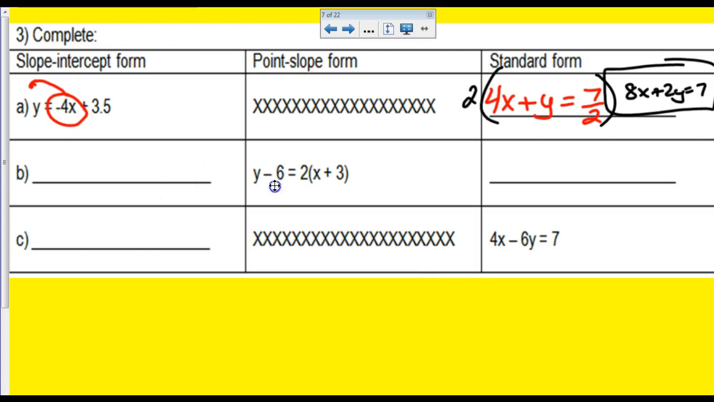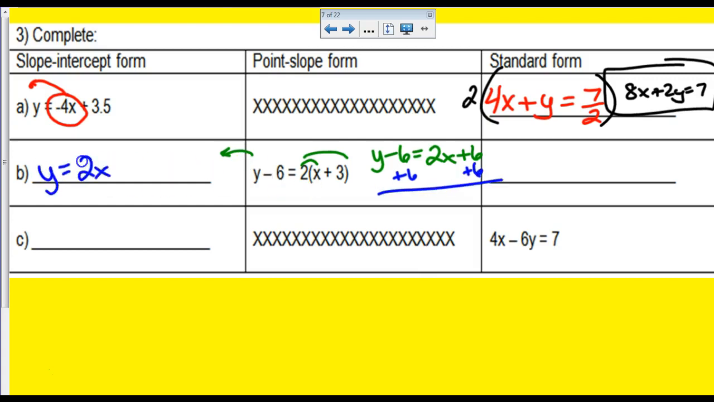All right, this next example here is currently in what we call point-slope form. So someone plugged in the information for the point and the slope. And I want to create slope-intercept form and then also standard form. I don't really care which order you go in, but generally speaking, you would go here next. So I'm going to distribute the 2. So we have y minus 6 equals 2x plus 6. And then if you were to add this 6 over here, you get y equals 2x plus 12.